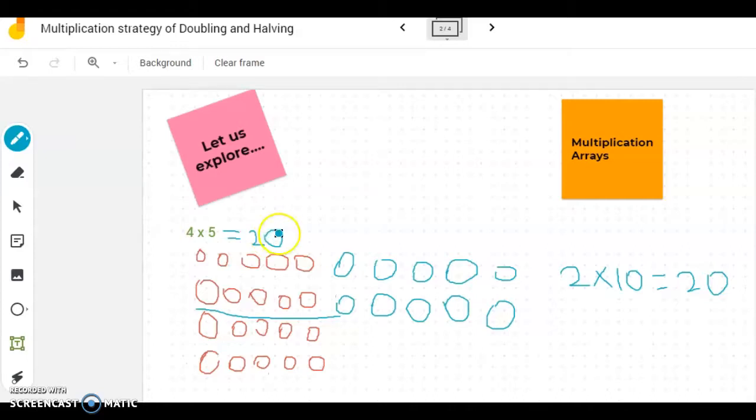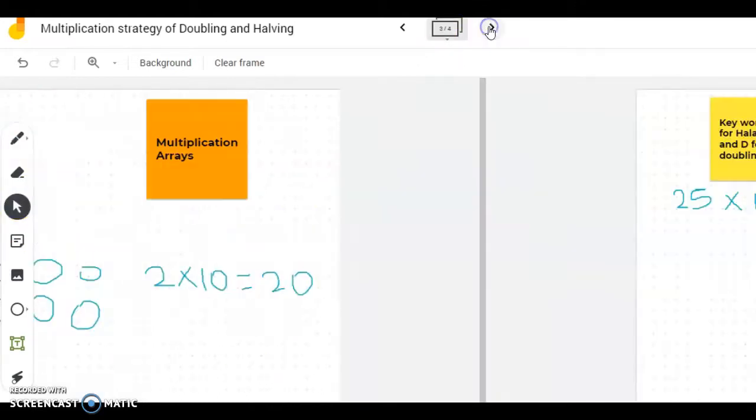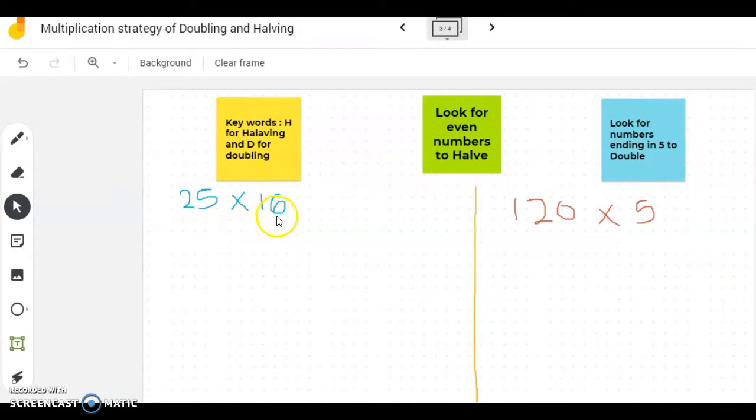So let's look at this practically, using our numbers. So I have 25 times 16. Keywords here: H is for halving and D for doubling. We're going to make use of this. When you are doing this, look for even numbers to halve. Remember, we learned odd and even numbers. Even numbers are numbers that can be divided by 2 completely. So those are the numbers that you're going to halve, divide by 2. Then look for numbers ending in 5 to double.